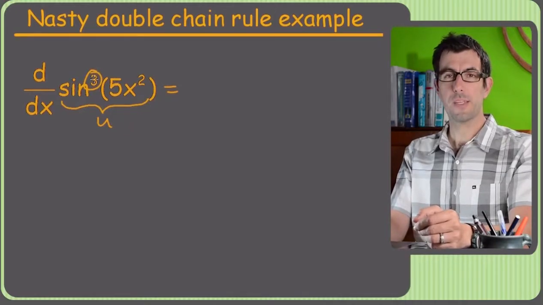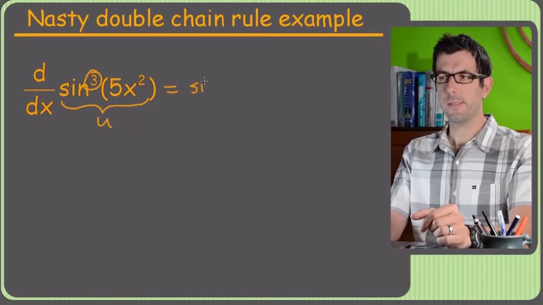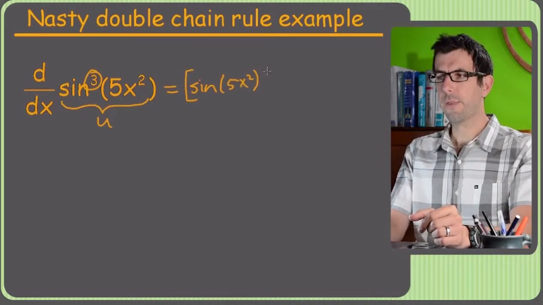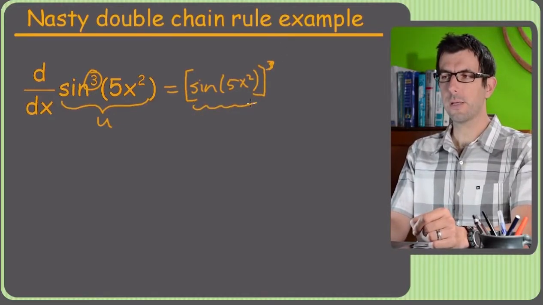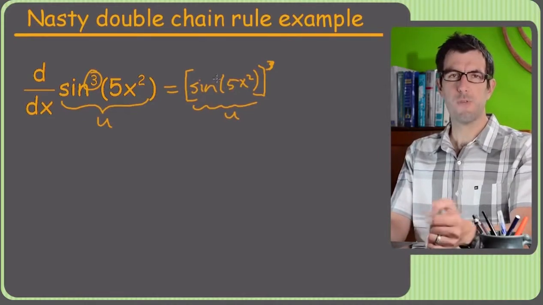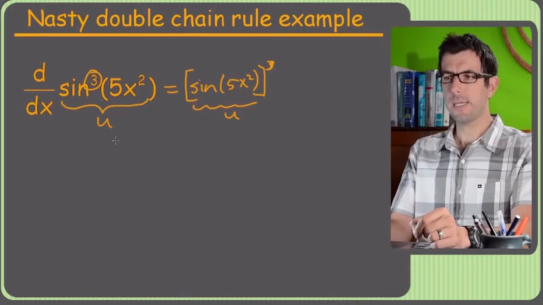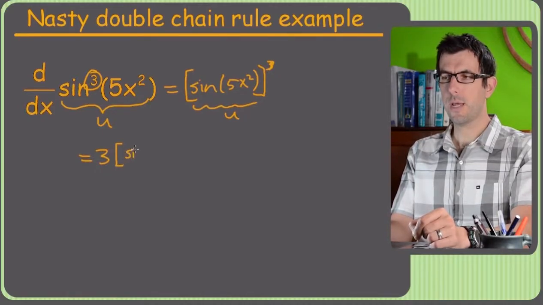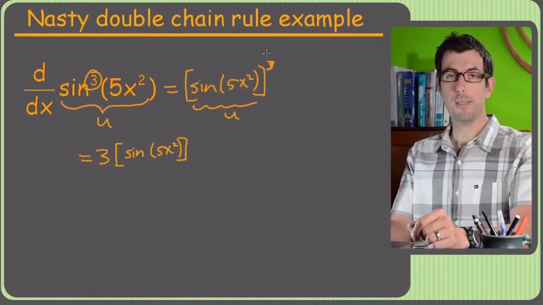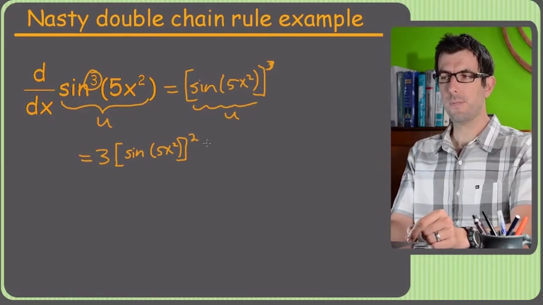That 3 is kind of in the middle of things, so I'm just going to rewrite the problem as sine of 5x squared with that 3 outside, so it just looks more like a standard power rule problem. And now you can see really clearly that my u is just the sine of 5x squared. All right, so let's take a look. What is my derivative? Well, the power rule derivative is just the old power times the same u, which is sine of 5x squared. The new power is 1 less than the old power, so that 3 gets knocked down to a 2. Now I've got to multiply it by u prime.